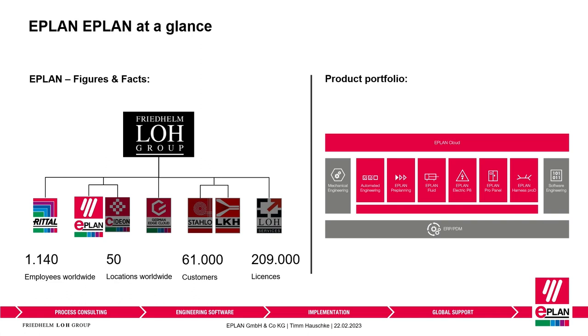And if we are focusing on Eplan, you will also see here some figures and facts. That means we have around over 1,000 employees worldwide at Eplan. We are located in more than 50 countries with sales consultants, also with marketing people, and we have more than 60,000 customers. So which customers are using Eplan? This is, for example, the automotive companies like BMW, Volkswagen, but also in the airport area or in the shipbuilding area Eplan is very well known. And we have more than 200,000 licenses in the market.